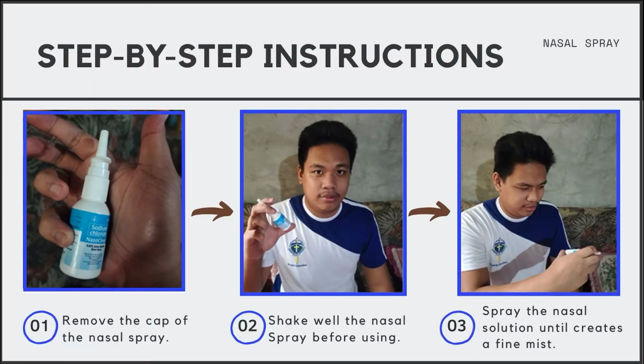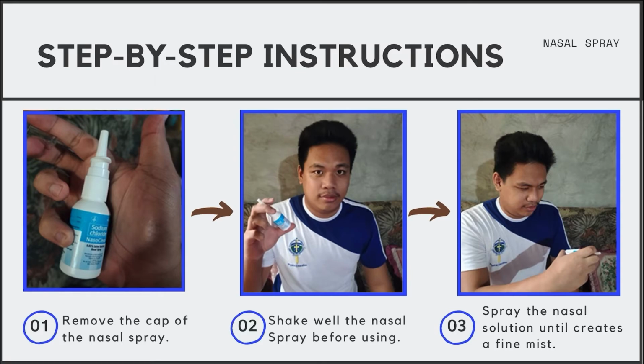There are two types of nasal sprays, namely pressurized canisters and pump bottles. For this specific demonstration, a pump bottle was utilized. First, gently blow your nose to clear it of mucus before using the medicine. Next, remove the cap, then shake the bottle.